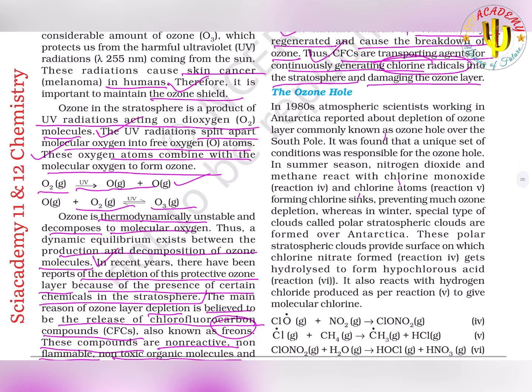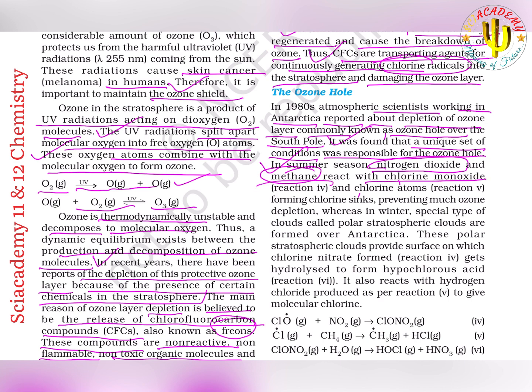The ozone hole. In the 1980s, atmospheric scientists working in Antarctica reported depletion of the ozone layer, commonly known as the ozone hole over the South Pole. It was found that a unique set of conditions was responsible for the ozone hole. In summer, nitrogen dioxide and methane react with chlorine monoxide, reaction 4 above, and chlorine atoms, reaction 5 above, forming chlorine sinks preventing much ozone depletion.